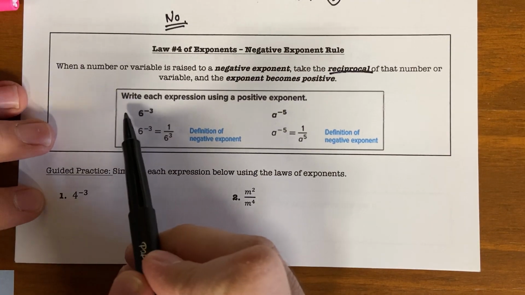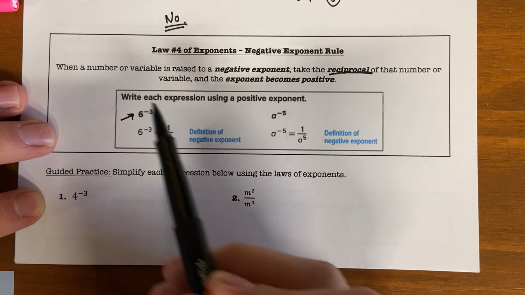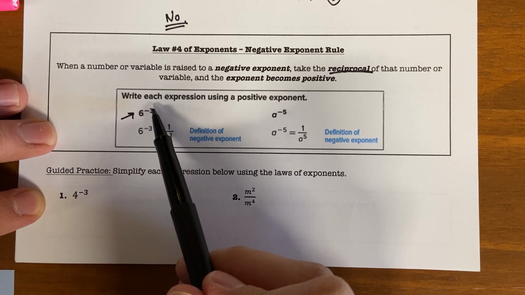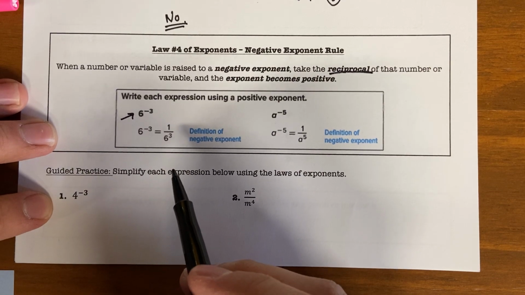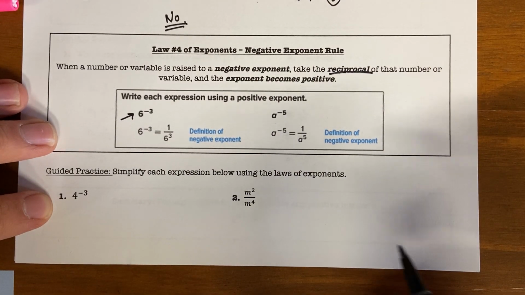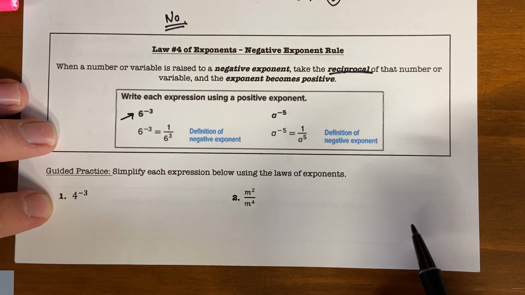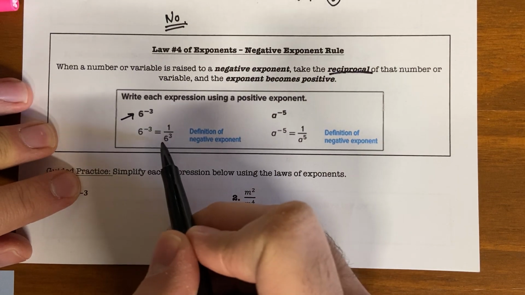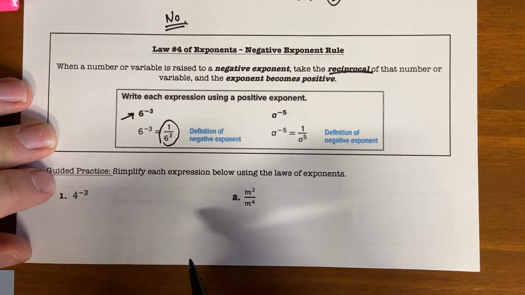So if I have something like 6 to the negative third power, that means that there are 3 more 6s in the denominator than there is in the numerator. In math, or specifically for the rest of your high school career, you never want to have a negative exponent as your final answer. So 6 to the negative third power can be written as 1 over 6 to the positive third power.